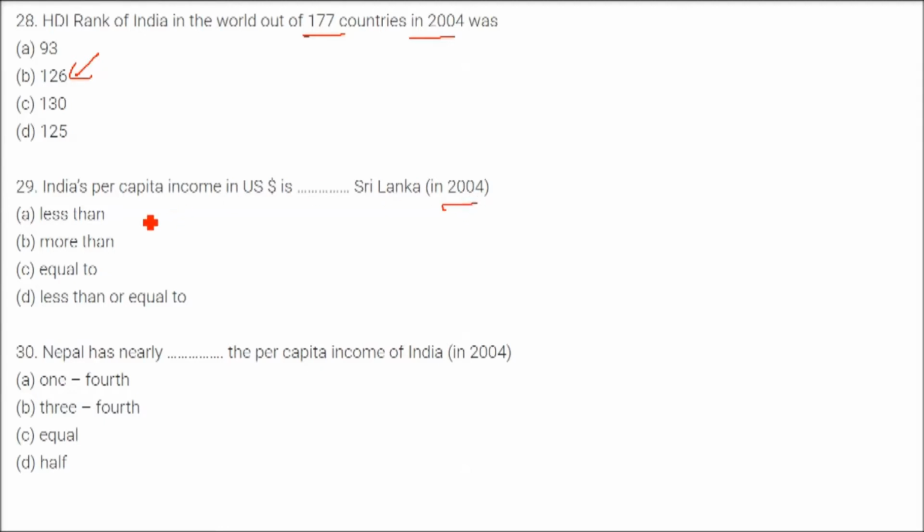So 29 will go with the less than. Nepal has nearly dash the per capita income of India. The answer is, it's half the per capita income of India.